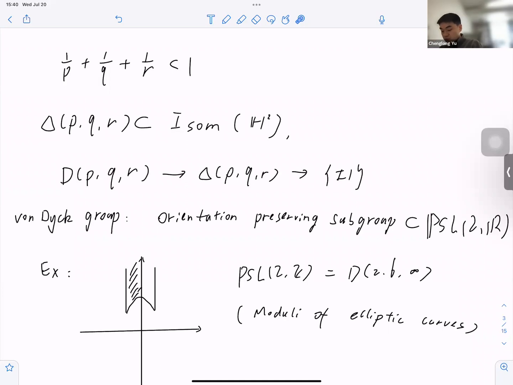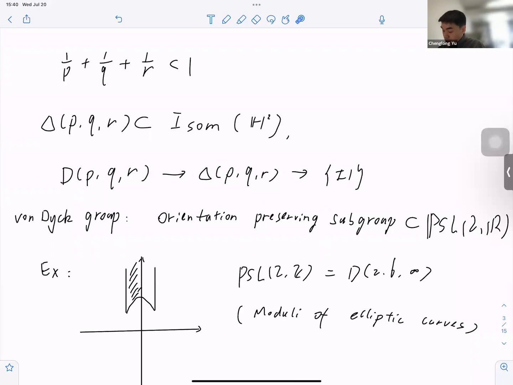And the corresponding rotation map will be just a translation. In this case, it's the rotation generated by 2 reflections. It's just a translation by 1 in the x direction. And this is related to the moduli of elliptic curves. You can see in many examples of different geometric objects that this kind of triangle group will appear as a monodromy group of some geometric objects.